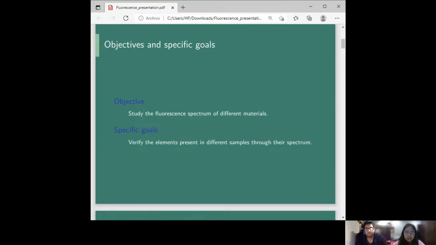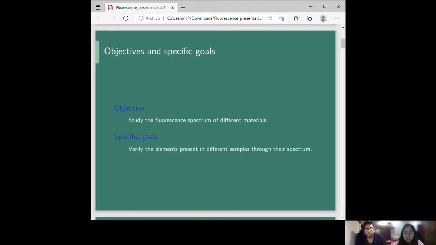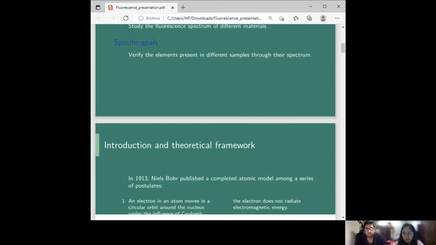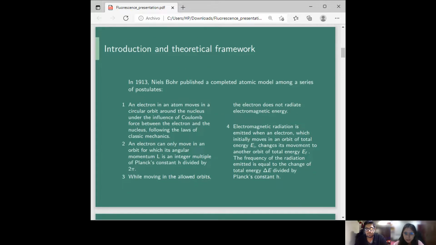The objective of this experiment was to study the fluorescence spectrum of different materials, and the specific goal was to verify the elements present in different samples through their spectrum. We are going to begin with the introduction.